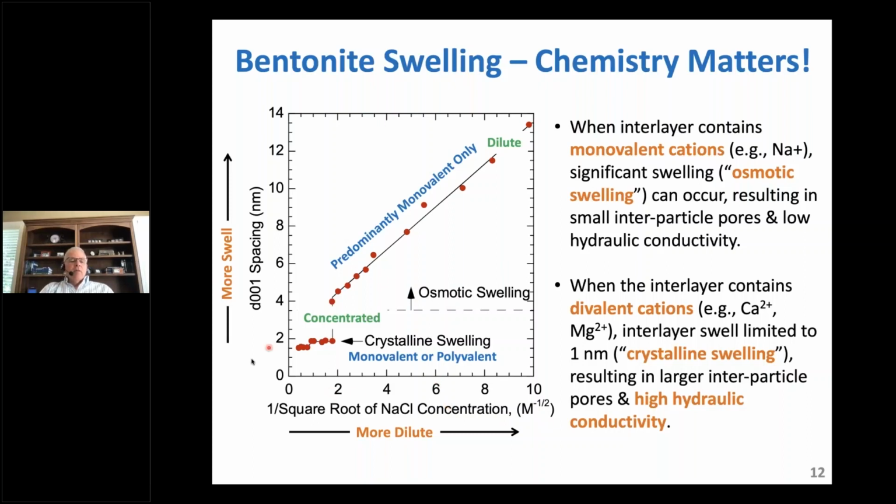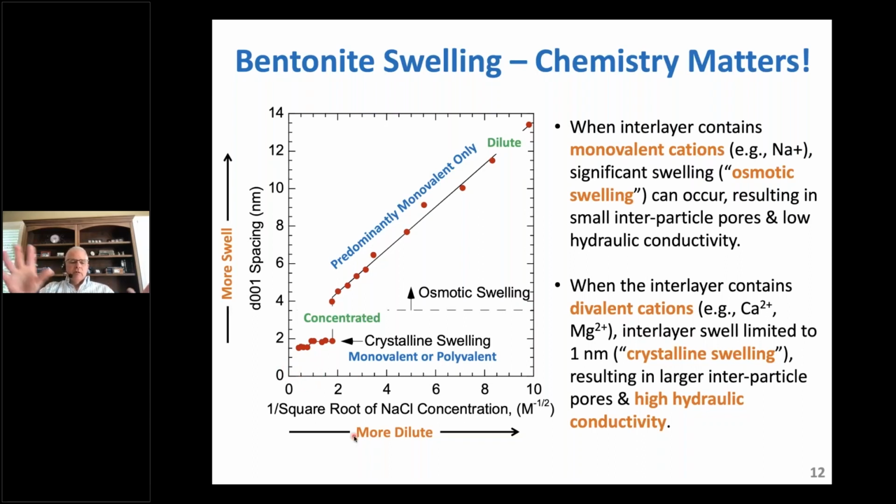But you can think of the y-axis as just being swell, and you can think of the x-axis as going from concentrated on the left to dilute on the right. All right, so concentrated on the left, dilute on the right. So as we go to the upper right-hand corner of this graph, we're talking about very dilute solutions with a lot of swelling. On the other hand, the lower left-hand corner is very little swelling and very concentrated solutions.